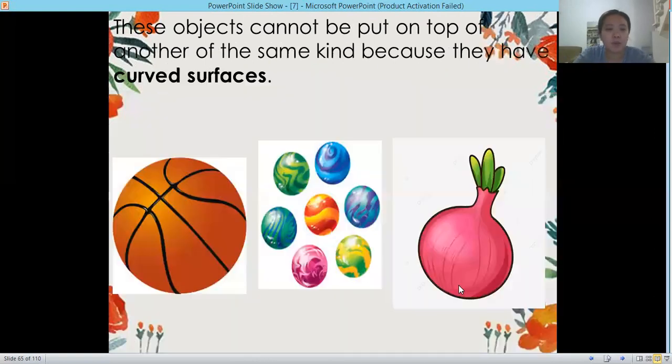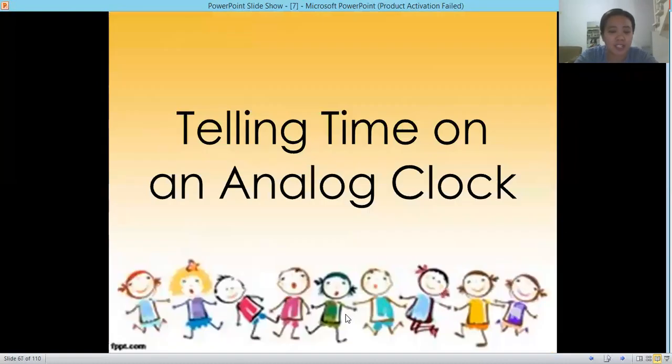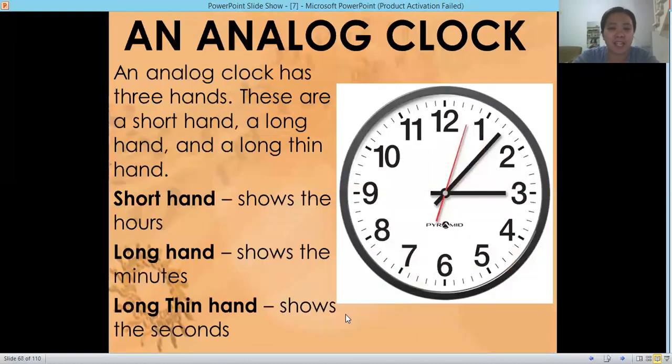Okay po? While these objects cannot be put on top of another of the same kind because they have curved surfaces. Babagsak, magfo-fall. If you put another ball here, it cannot be, right? Okay, so this one is curved surfaces, and these are the examples of curved surfaces, and these are the examples of flat surfaces. Now let's go to our time, telling time on an analog clock.